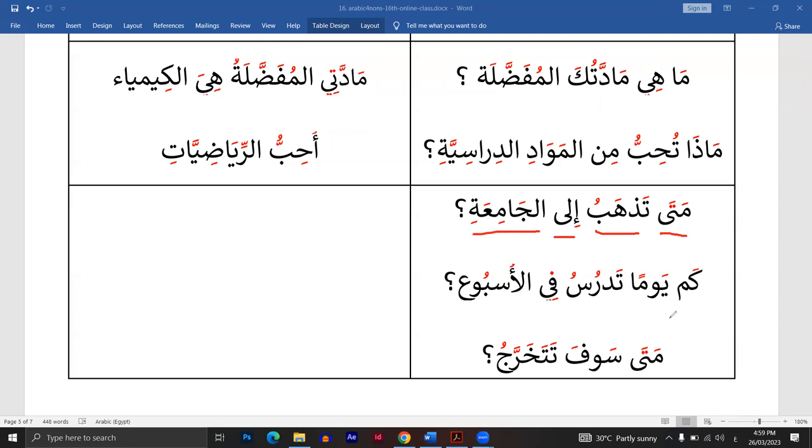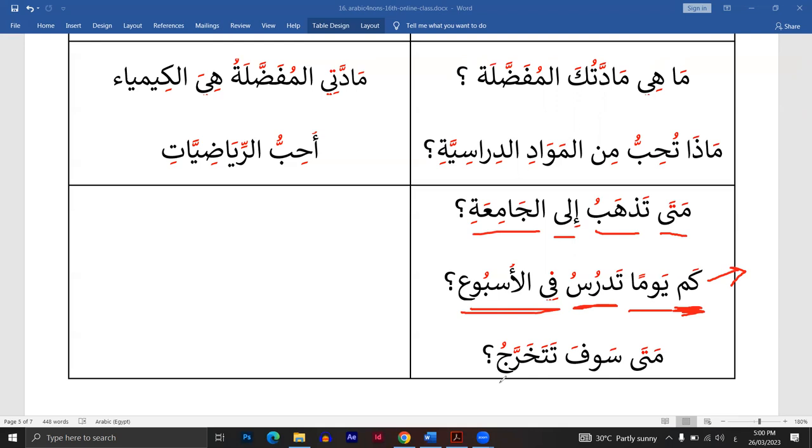We can ask about number, quantity, I mean. Last week we said that kam is used to ask about a quantity. Kam means how many or how much. Kam yawman tadrusu? How many days do you study in the week? How many days do you study every week, or weekly?